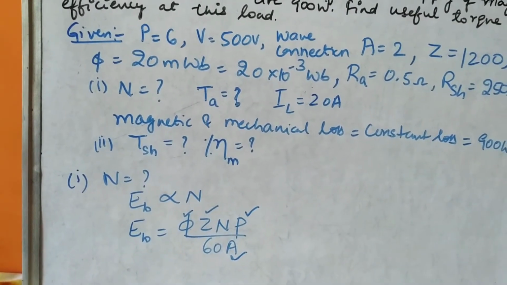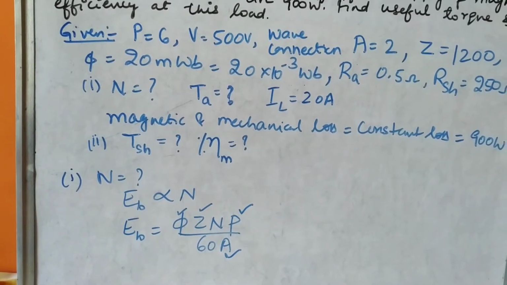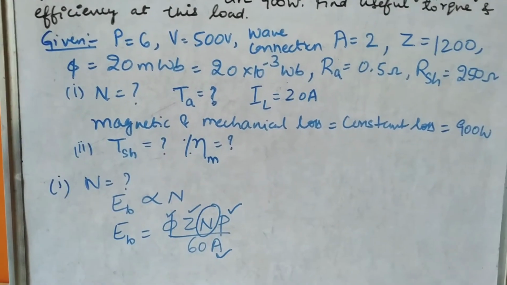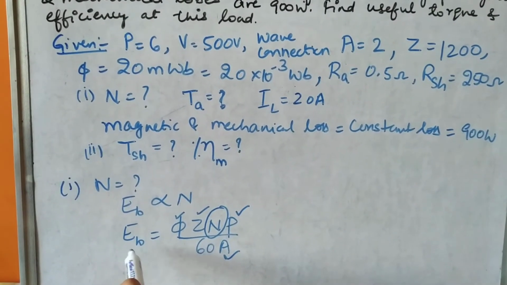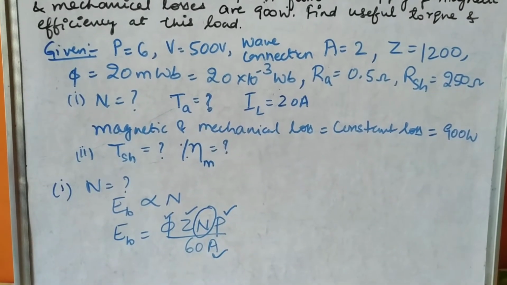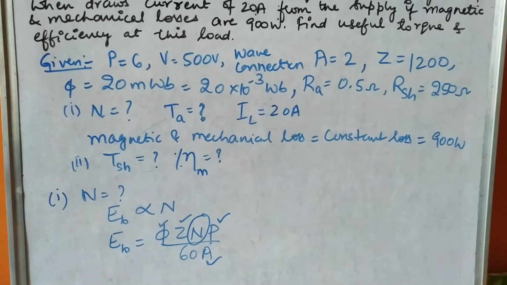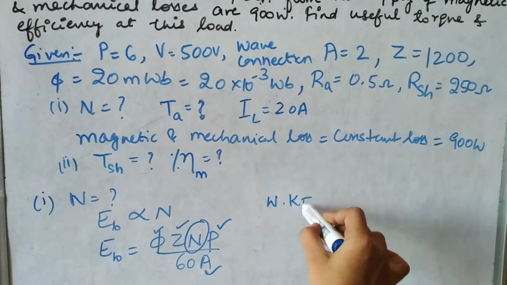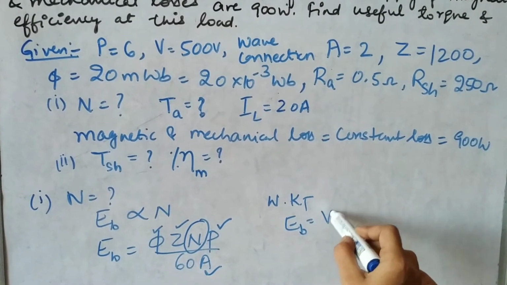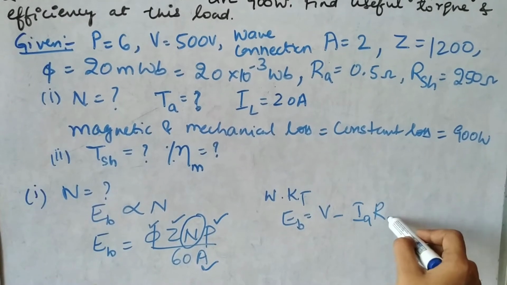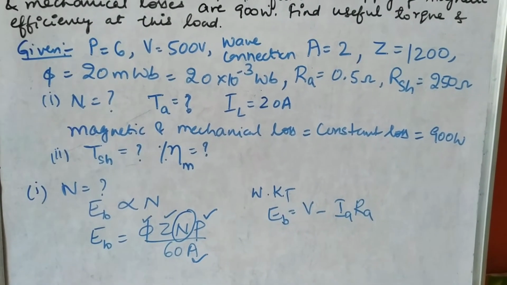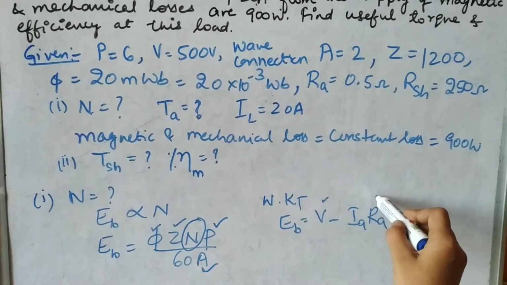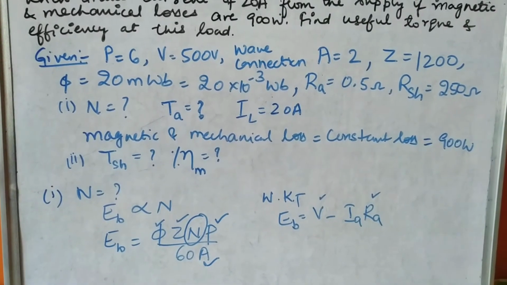From here, the unknowns are EB and N. We have to determine N. To know the speed, first you have to find the EB value by using the voltage equation for the DC shunt motor. EB is equal to V minus IA into RA. Voltage and resistance are known, but the armature current is not known.